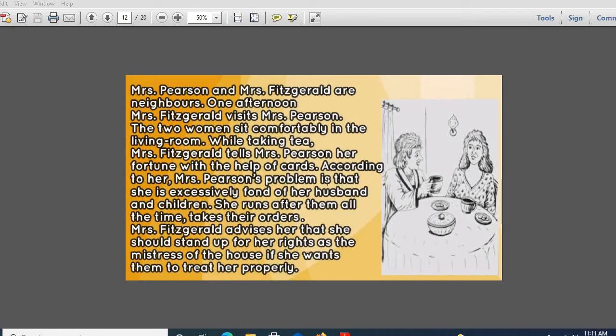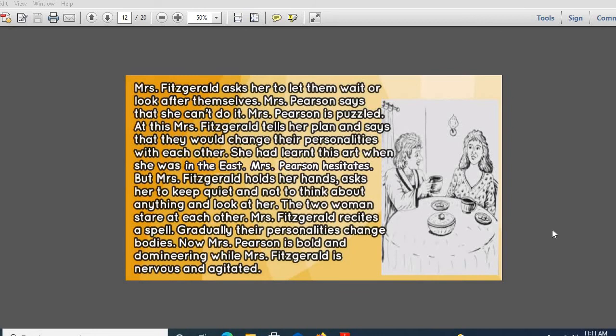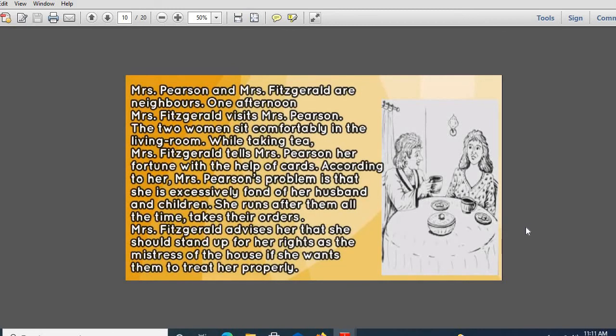According to her, Mrs. Pearson's problem is that she is excessively fond of her husband and children. She runs after them all the time, takes their orders. Yes, this is something very important. She runs after them all the time. She takes their orders. Mrs. Fitzgerald advises her that she should stand up for her rights as the mistress of the house if she wants them to treat her properly. Now, this is something very, very important. If she wants them to treat her properly, then obviously she should demand her own rights.